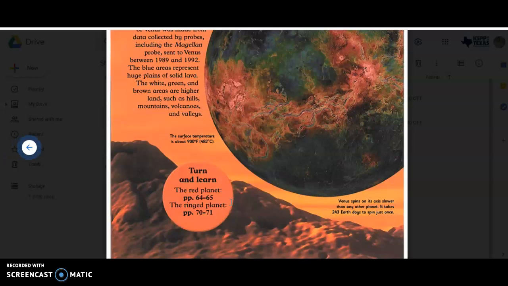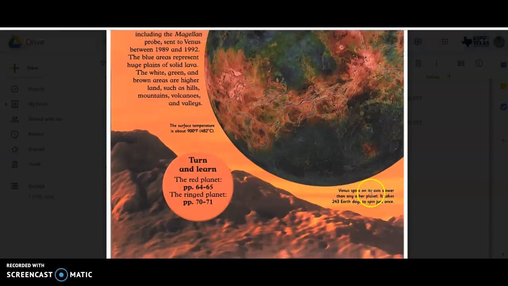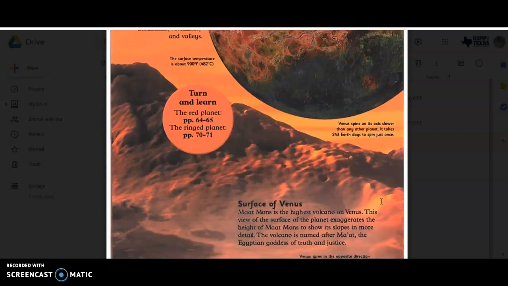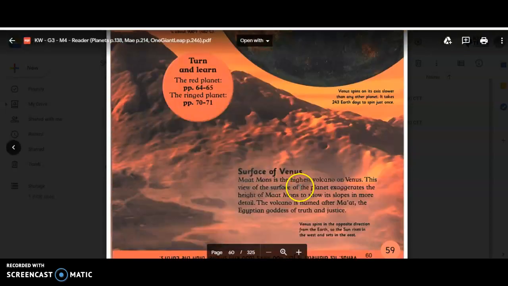Let's go down to the next caption. Venus spins on its axis slower than any other planet. It takes 243 Earth days to spin just once. So on Earth, it takes way less time. In one day, the Earth spins around its axis, but it takes Venus 243 days to spin.